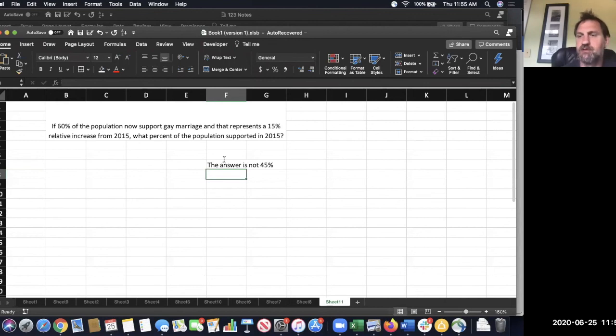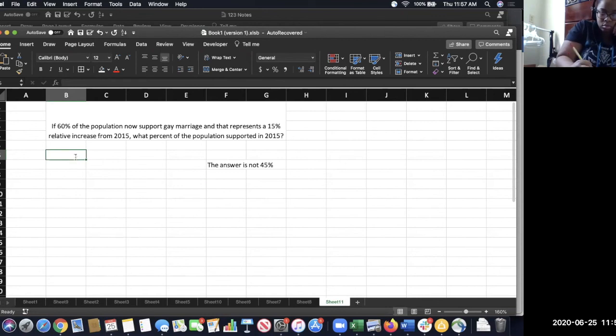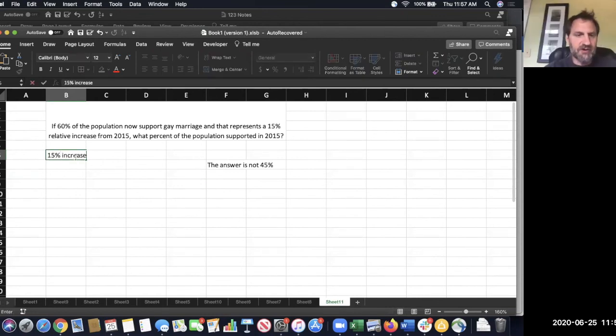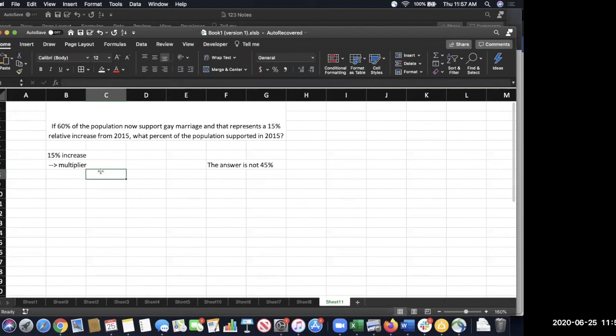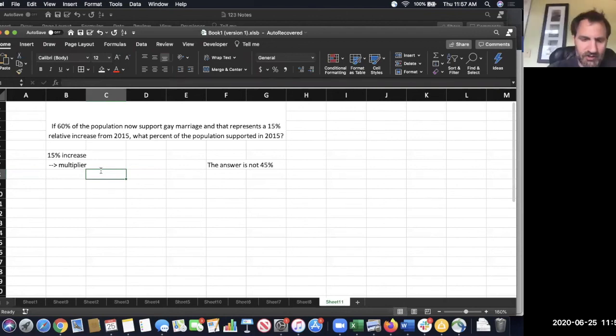So same process. Get the multiplier. Apply the multiplier. Could be multiplication, could be division. Okay, so first of all, we start with the 15%. Are we talking about an increase or a decrease? An increase. Good, because it says 15% increase. So from there we get our multiplier: 1.15. Good.